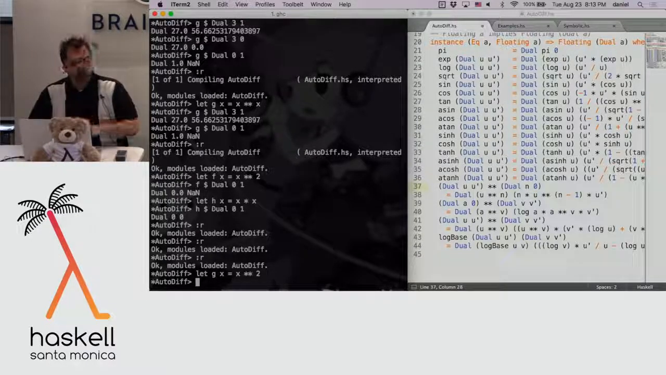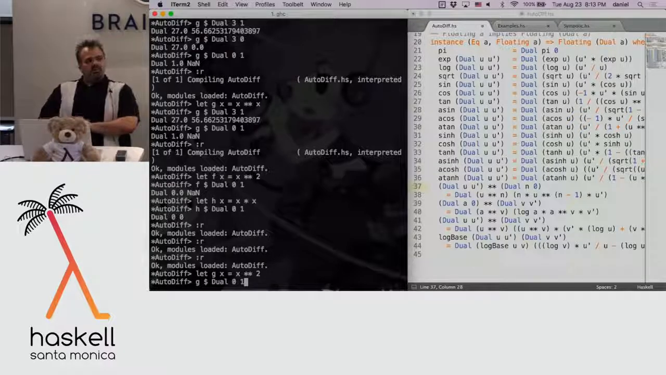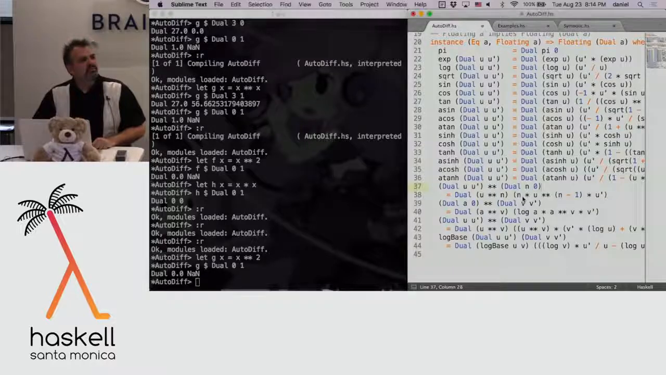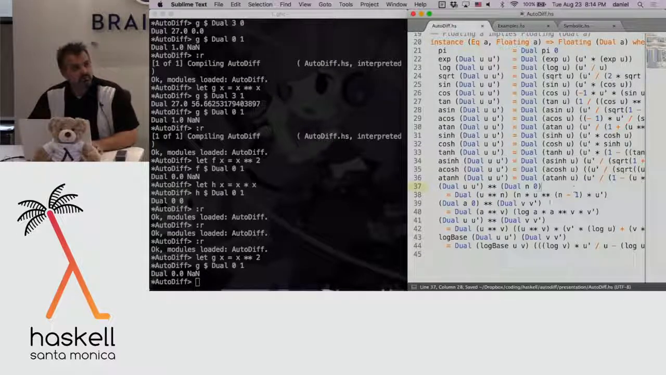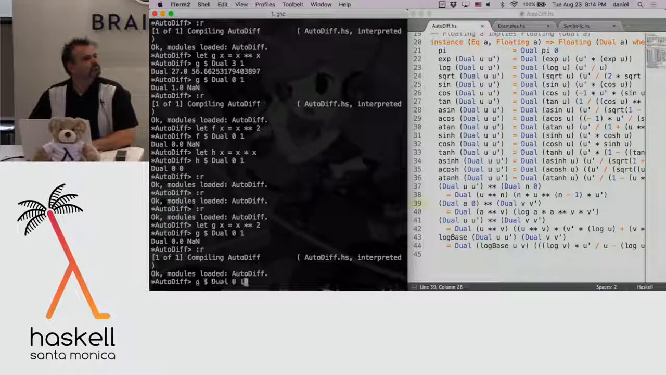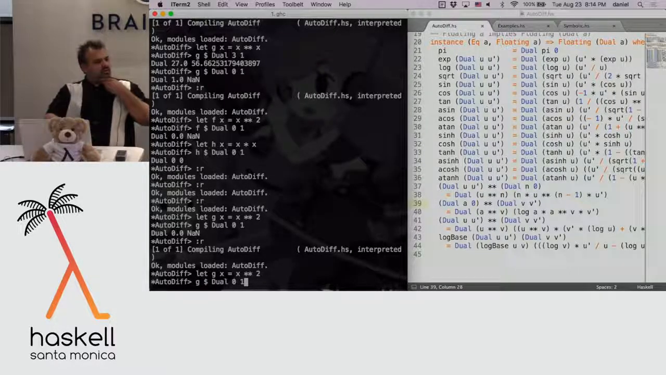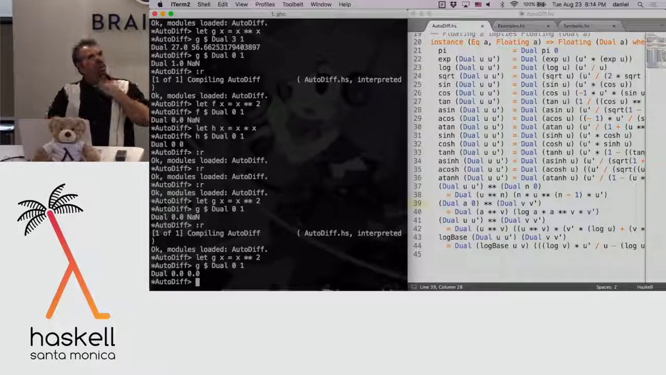Okay? And let's apply g to dual 0, 1. And the answer we're supposed to get is 0, 0. We get not a number. Yeah, we're supposed to get 0, 0. Did we load the right one? Did we not have this working like a minute ago? Oh, there it is. I must not have saved or something like that. Okay, so we have this version of the code, and we have this result.